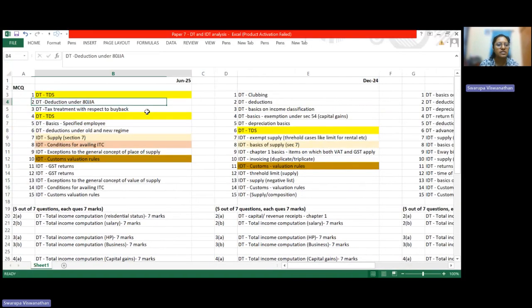So if you see the first 6 questions, that is about 12 marks, is from DT and under MCQs, and then 9 questions, 9 plus 9, that is 18 marks, is from IDT. And under DT, TDS is a repeated point. Threshold limits with respect to TDS is an important point.